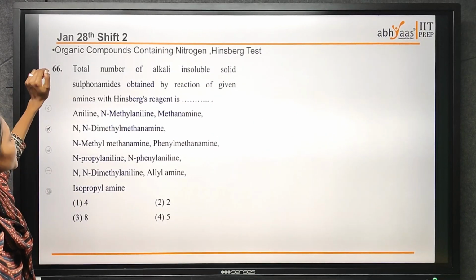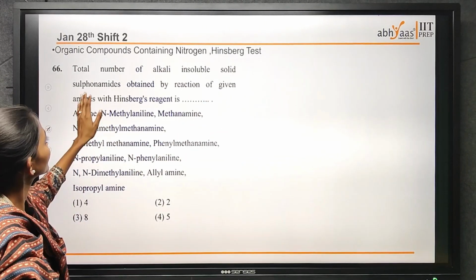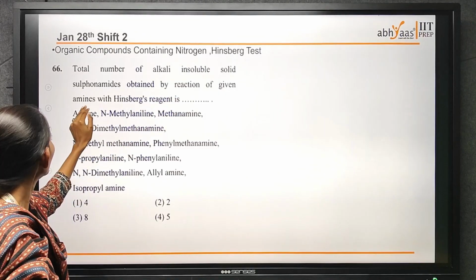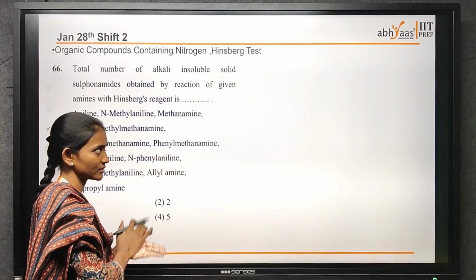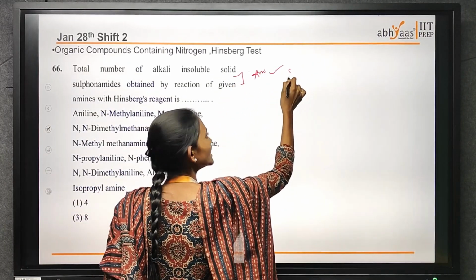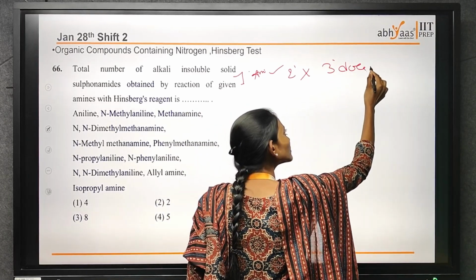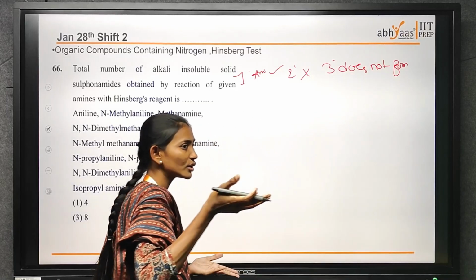Moving on to next question. This question is from organic compounds containing nitrogen, which is the Hinsberg test. The total number of alkali insoluble solid sulfonamides obtained by reaction of given amines with Hinsberg reagent. According to Hinsberg reagent, primary amines are soluble, right? So secondary amines are not soluble. Tertiary amines do not form at all. So we need to see whether it is primary or secondary.